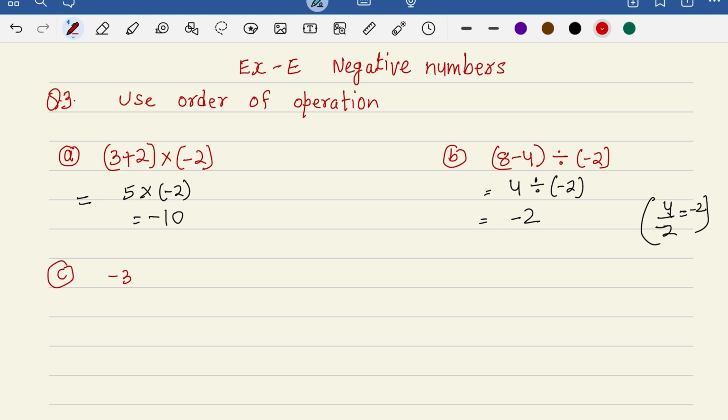This is B part. C part, minus 3 times bracket minus 2 plus 4. So the bracket is solved first. 4 minus 2 is 2. So it would become minus 3 times 2. Minus 3 times 2 is minus 6.